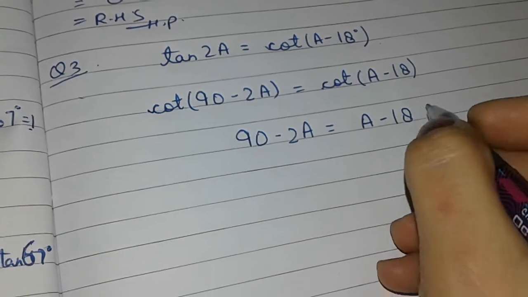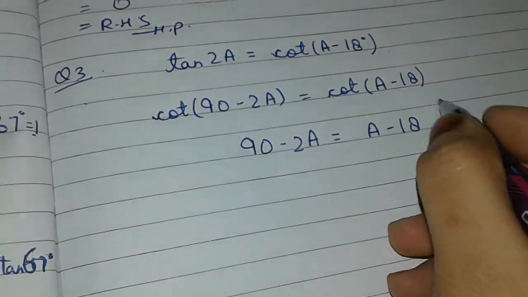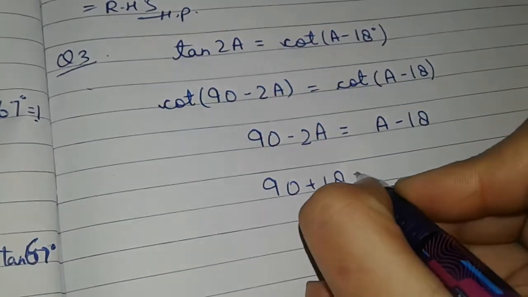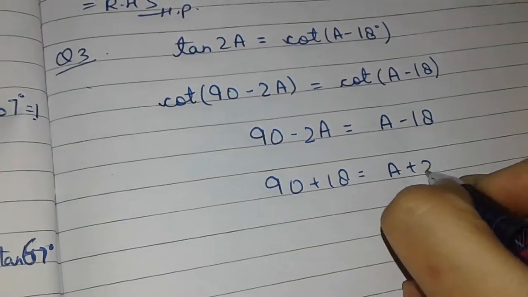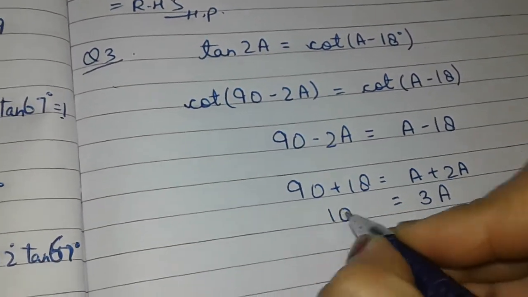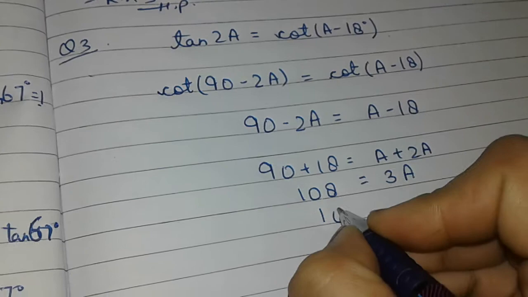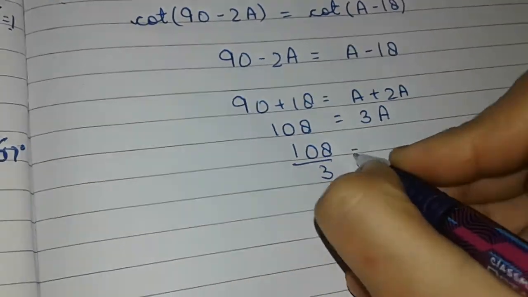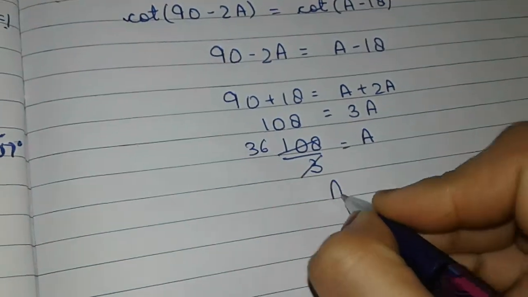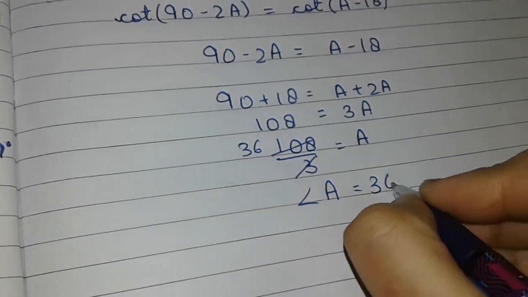Take this 2a to this side and 18 to this side. It will become 90 plus 18 and a plus 2a. It will be 3a, and it will be 108. Now take this 3 to the denominator, and angle A will be 36 degrees.